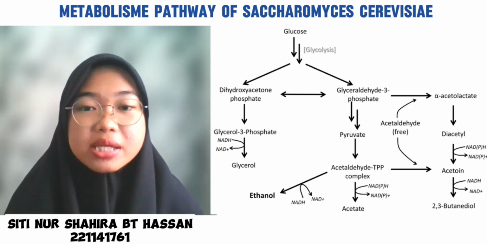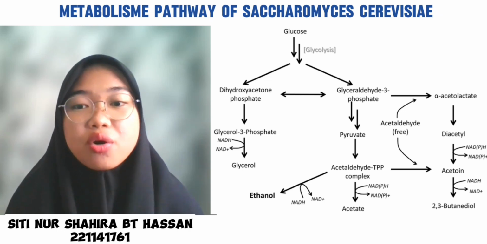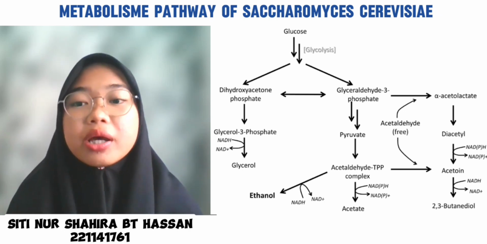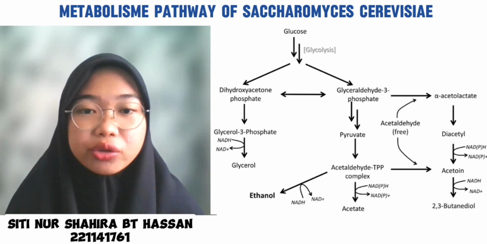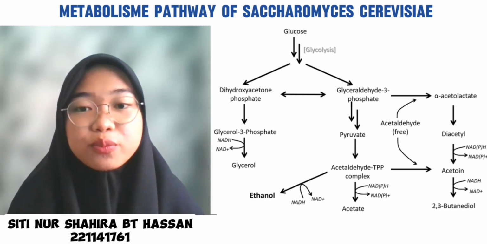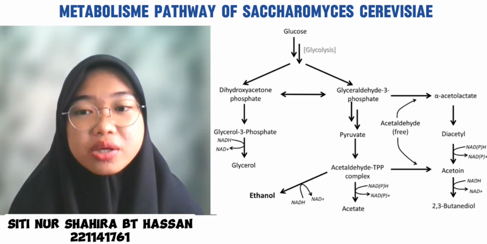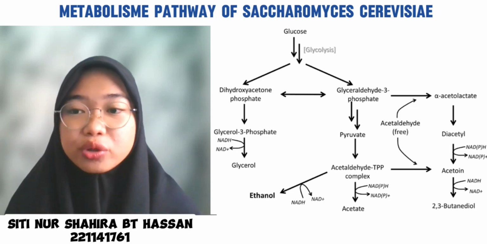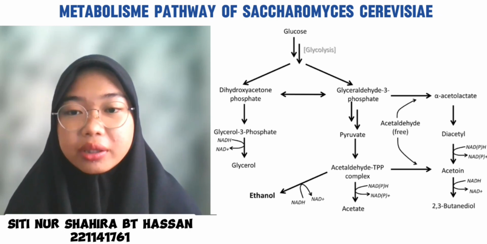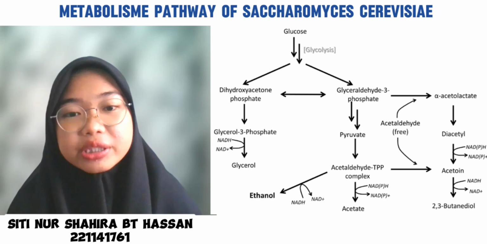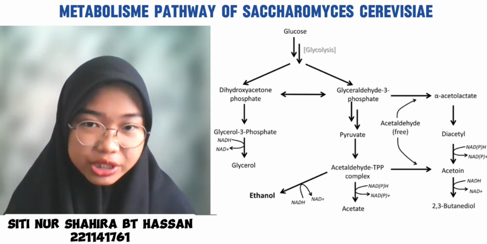This is the process by which glucose is converted into pyruvate. During the glycolysis, a molecule of glucose is broken down through a series of enzymatic reactions to produce pyruvate, ATP, and NADH. The pathway occurs in the cytoplasm and is crucial for cellular energy production.